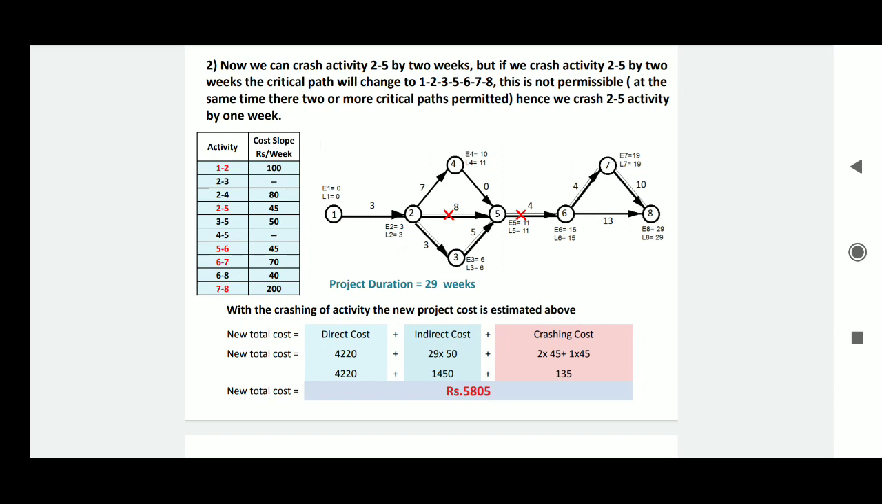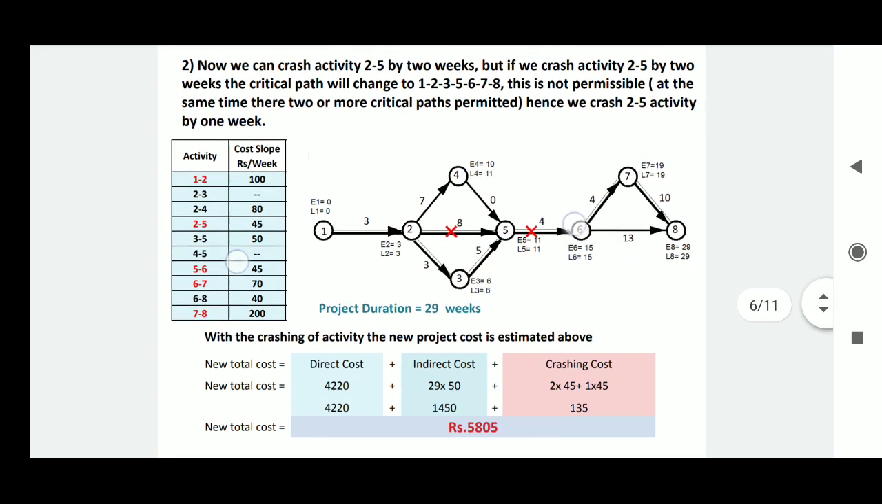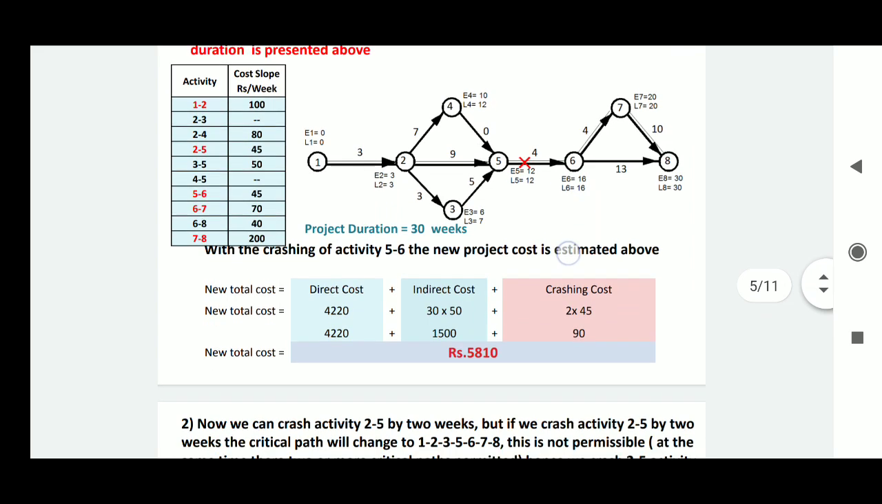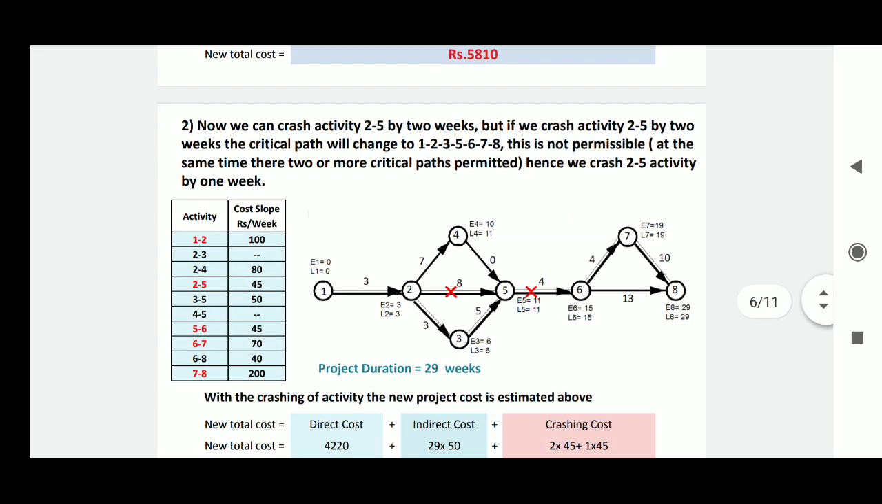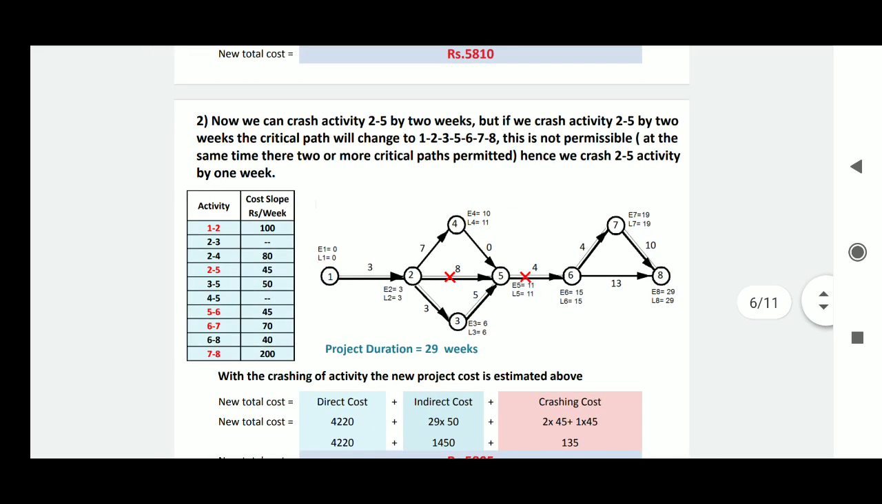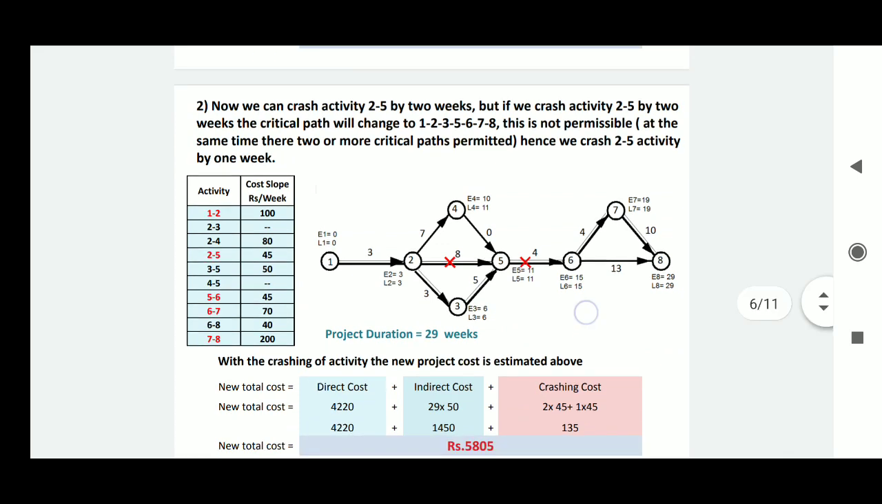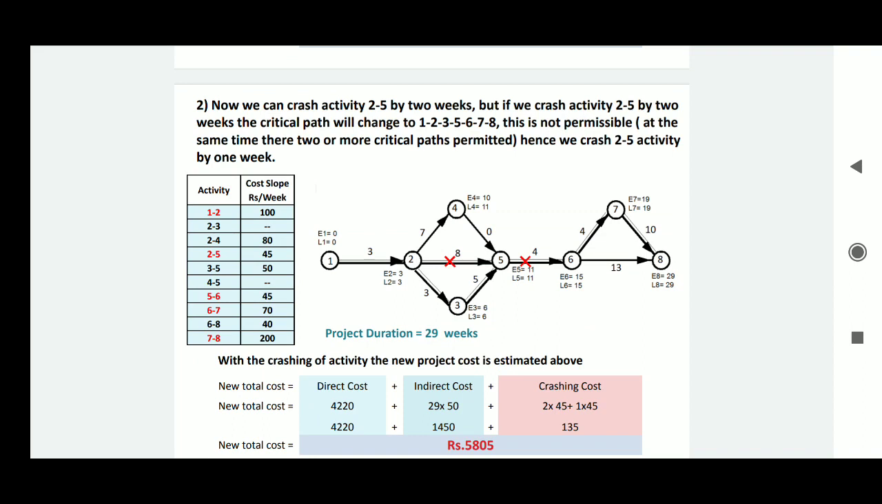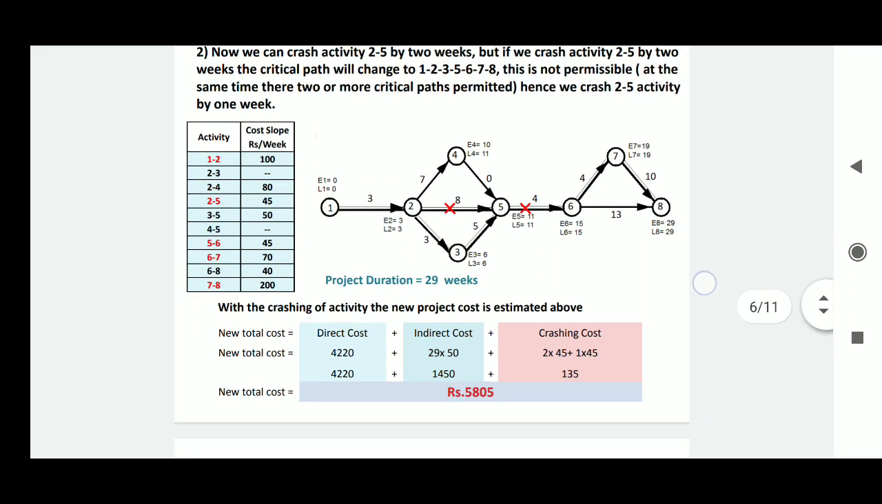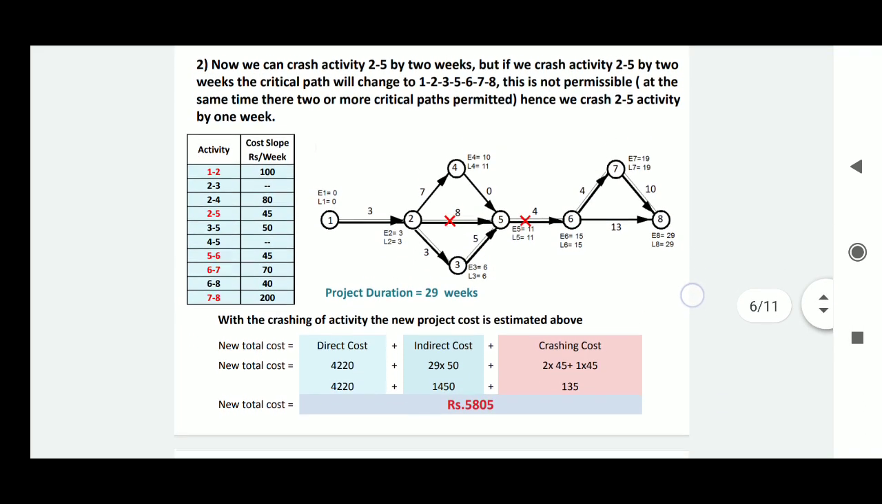only 1 week, and at the same time another critical path is developed, because you see that from 9 to 8 we have reduced that time, and here two critical paths are formed, that is 1 2 5 6 7 8 and 1 2 3 5 6 7 8, and the duration of the project is 29 weeks.